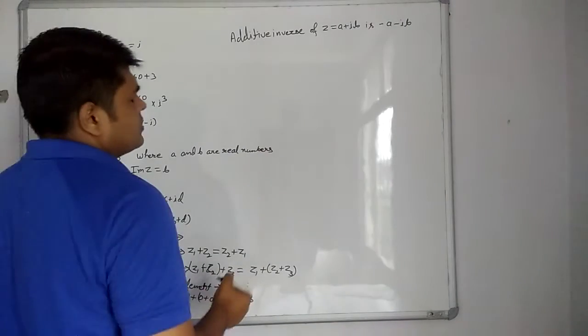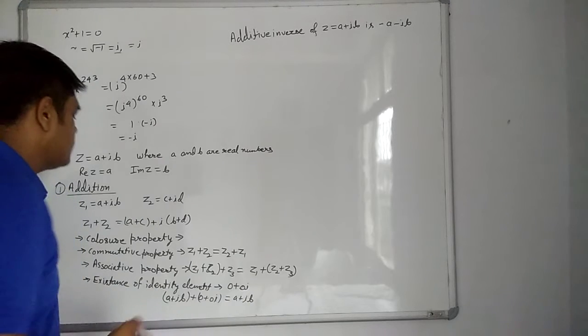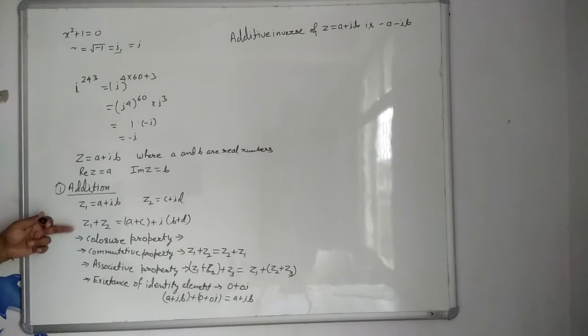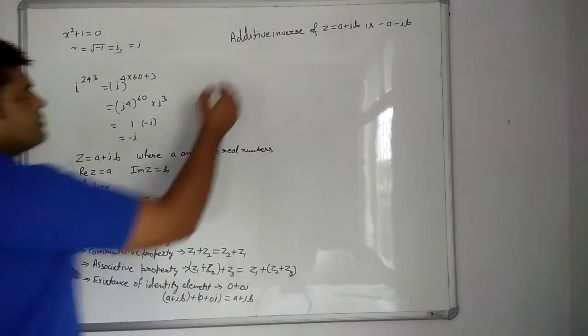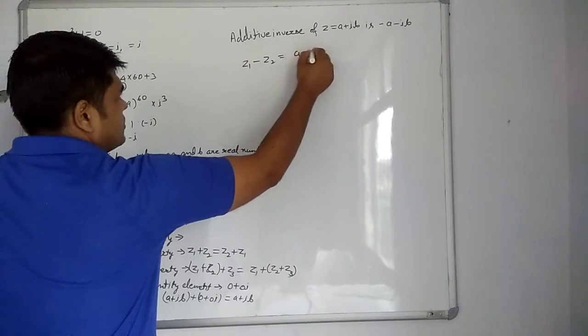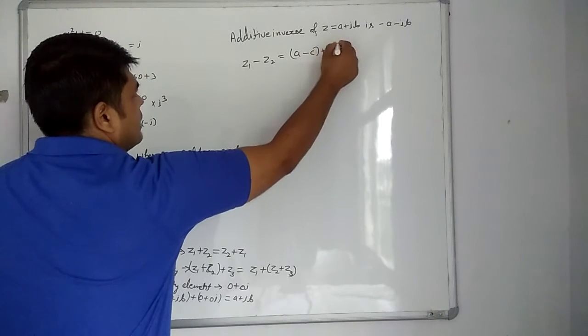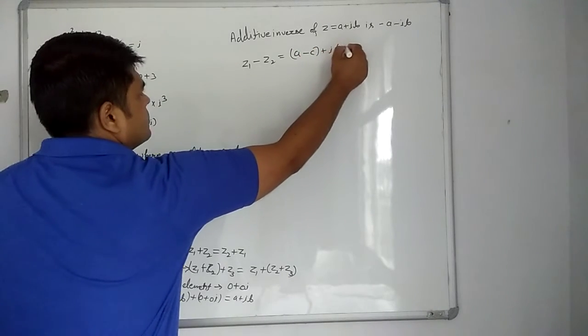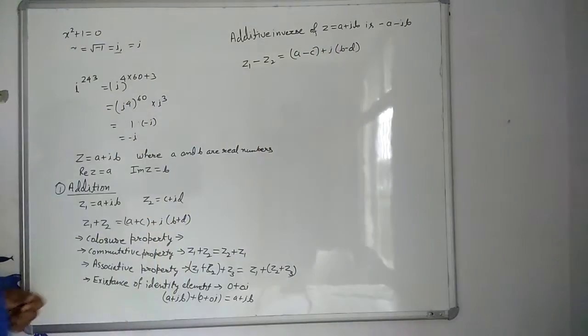Now, what is the difference of two complex numbers? How to evaluate the difference of two complex numbers? That can be evaluated in the same manner. If Z1 and Z2 are two complex numbers, then Z1 minus Z2 will be the difference of real parts and the difference of imaginary parts. And you can say the difference of two complex numbers is not commutative, and other properties don't hold in it.